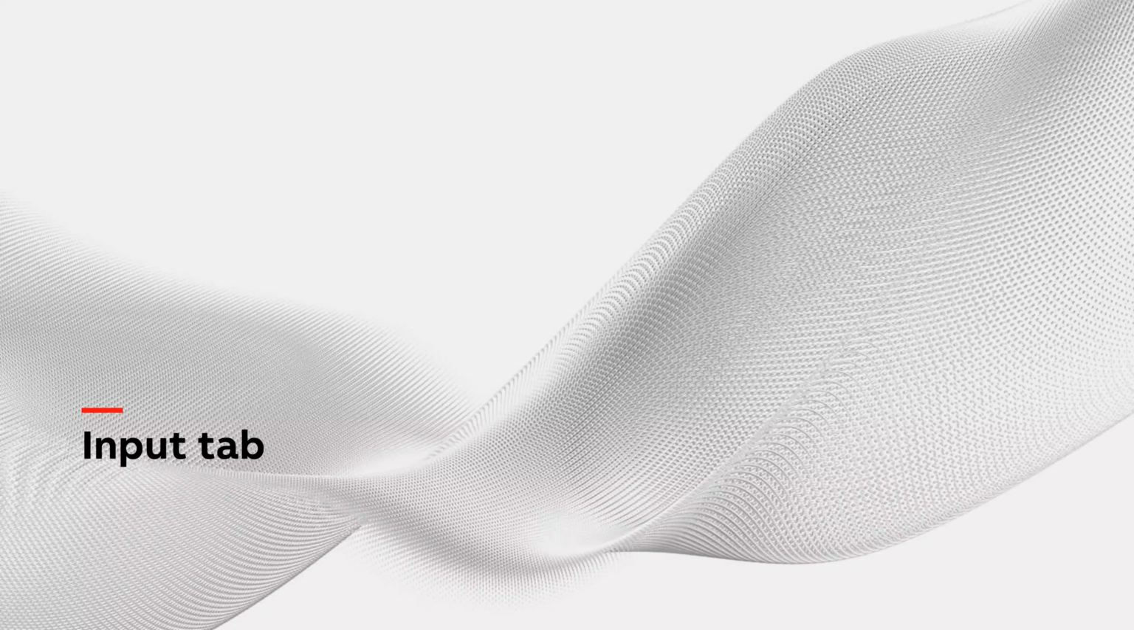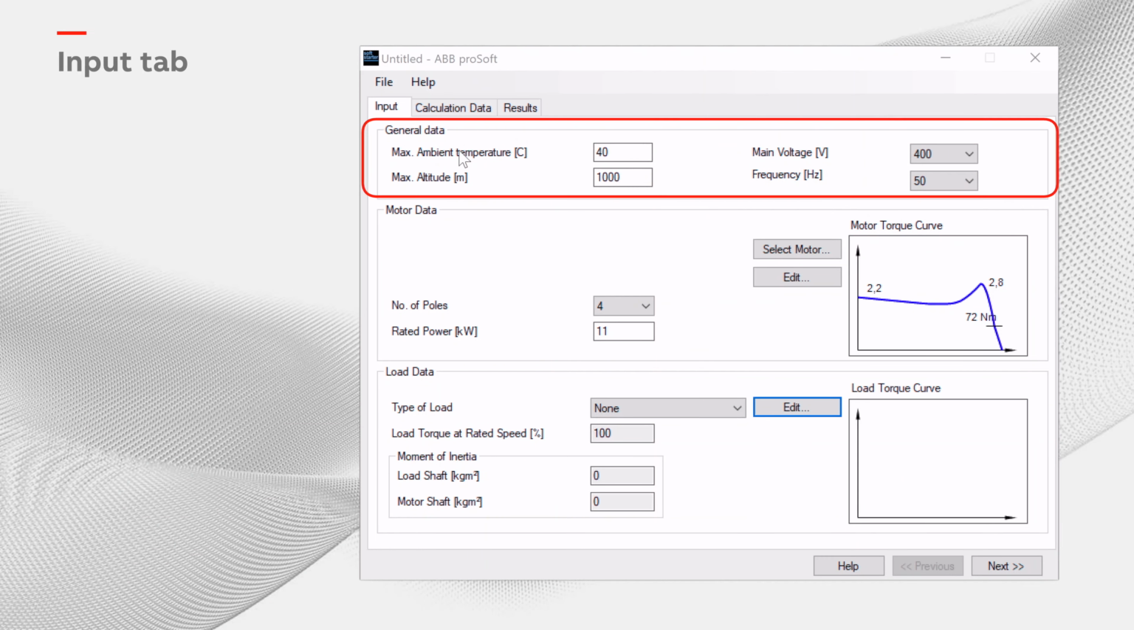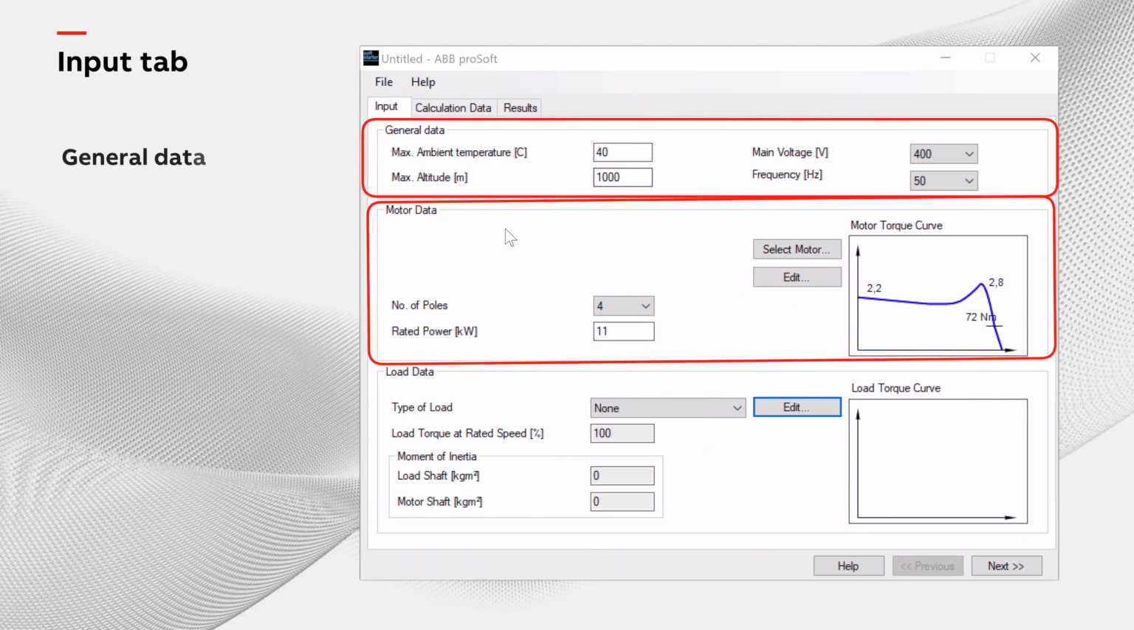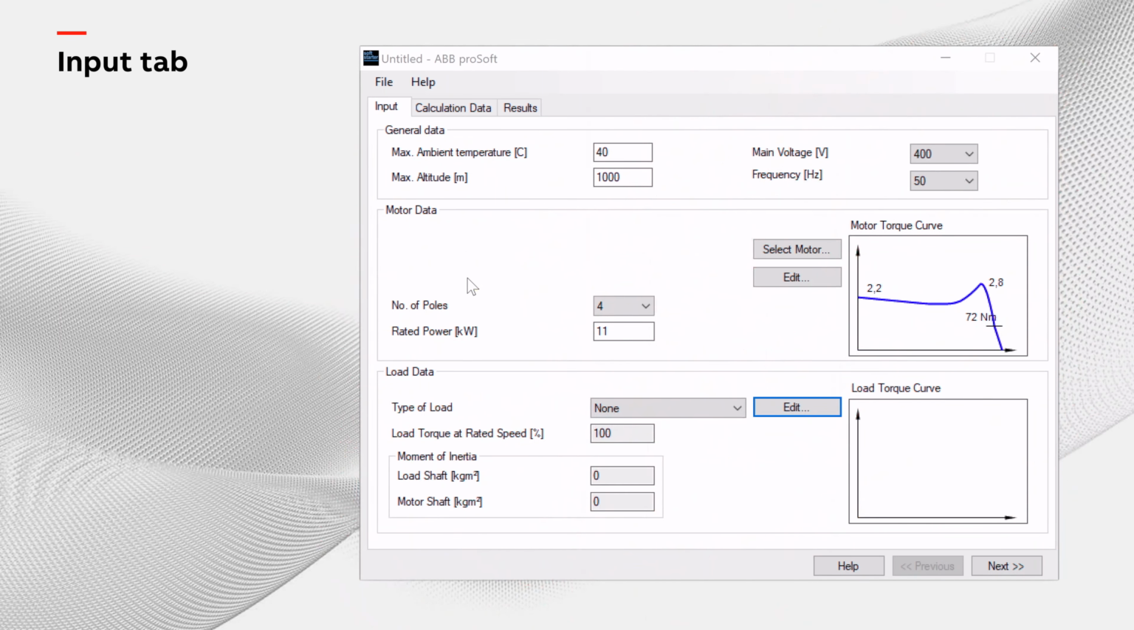The Input tab, the default screen that opens, has three main sections: the general data, motor data, and load data. All three sections must be completed in order to move on to the next page or tab. Get this data from the customer or from the motor manufacturer.